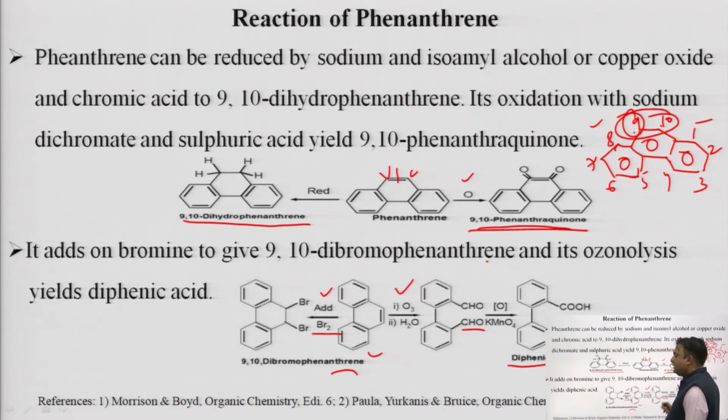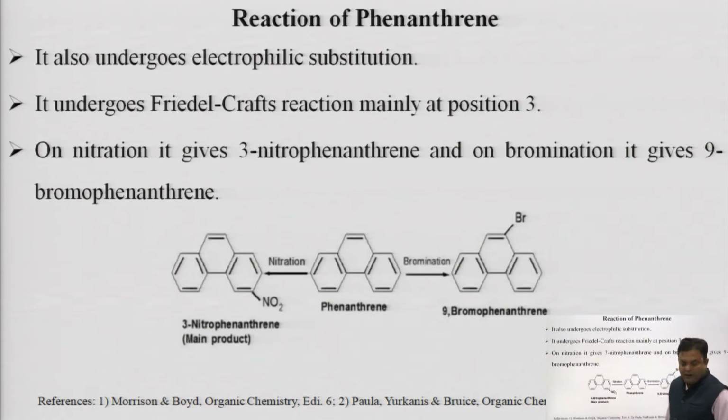Before that we are getting dialdehyde. That dialdehyde on oxidation again, in the presence of a very strong oxidizing agent like KMnO4, gives diphenic acid. So this is all about the reaction of phenanthrene in short.